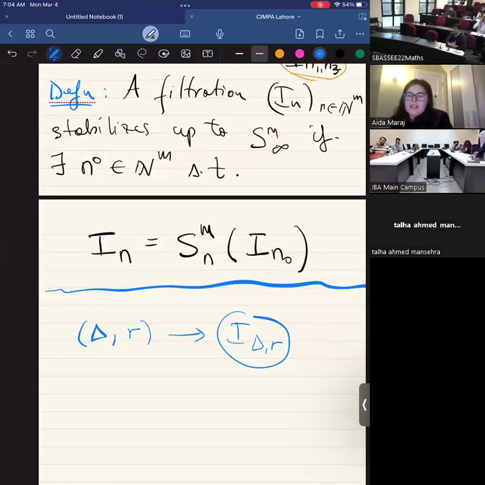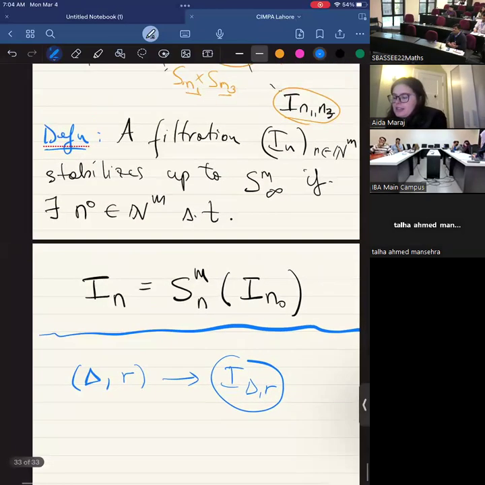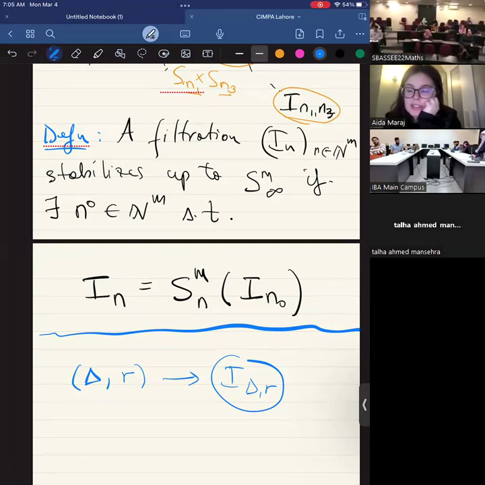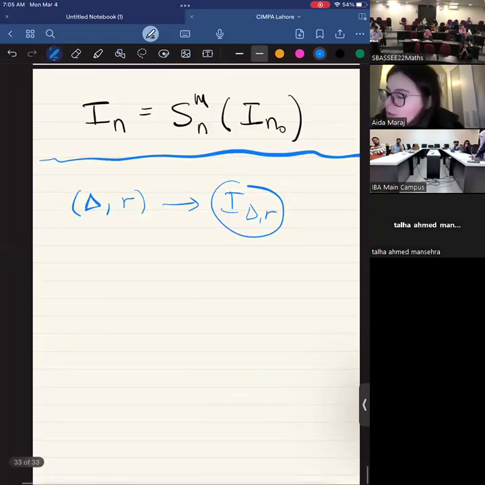The way you are constructing this I delta R, particularly in the above example, I think the equality holds from the beginning, just like constructing the symmetry-invariant chain of ideals. This equality does not hold in general. The no three-way interaction model is one example.